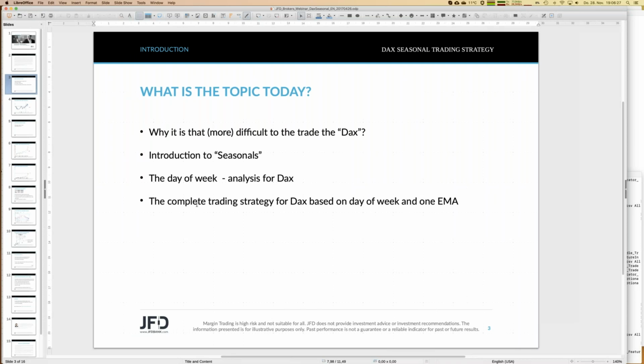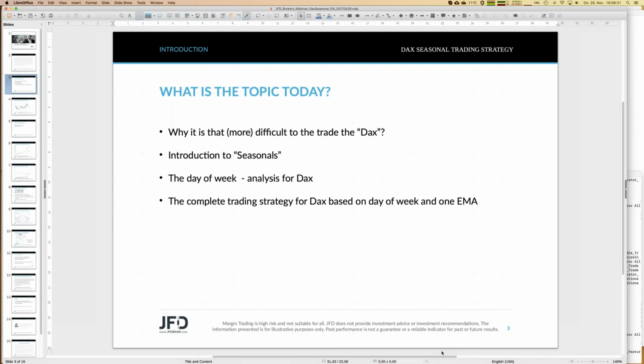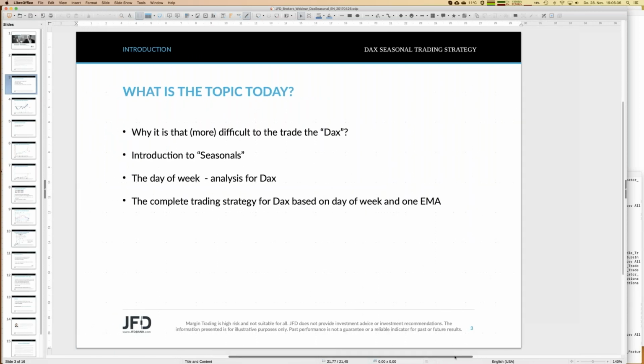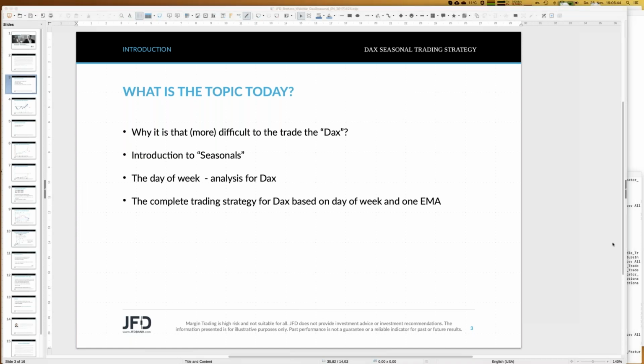And that means finally we have a complete trading strategy with simple rules. And those rules are just based on the day of the week combined with an EMA. It's really easy, but that's already a complete strategy.